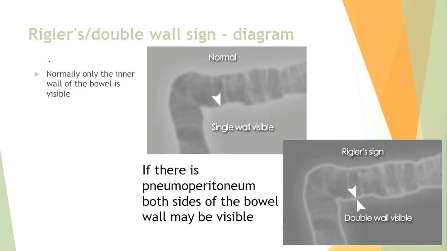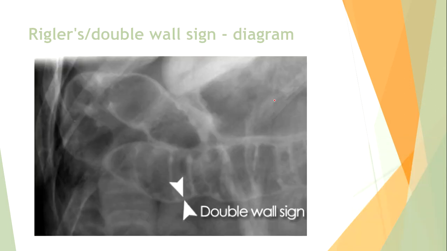So, you must remember, in Rigler's double wall sign, we see double wall as a bubble. But normally, we must see only one side, from the inner side of the bubble wall. Rigler's double wall sign.